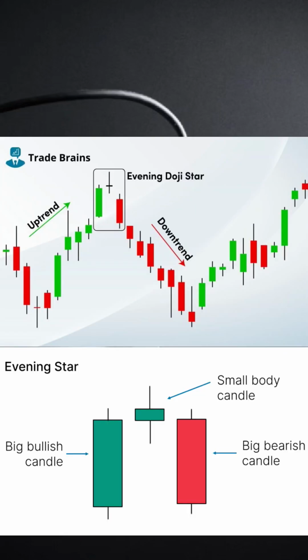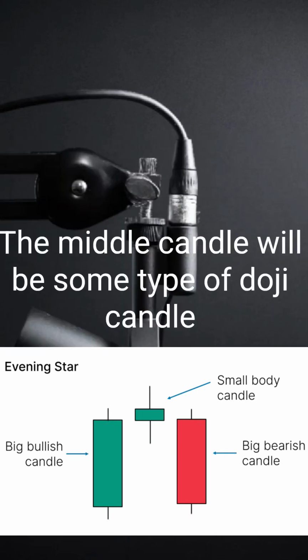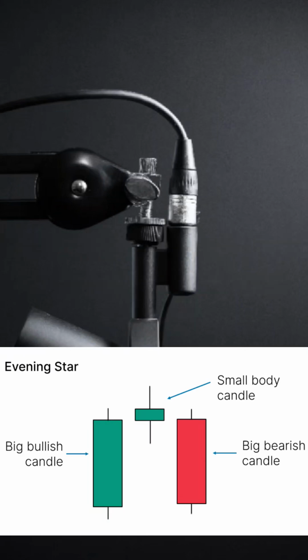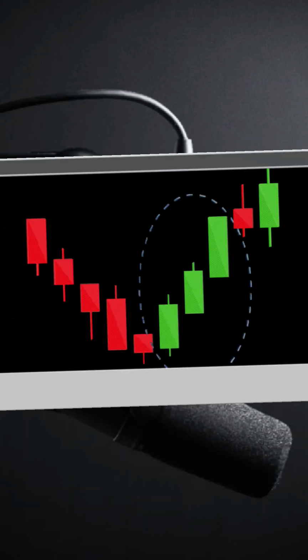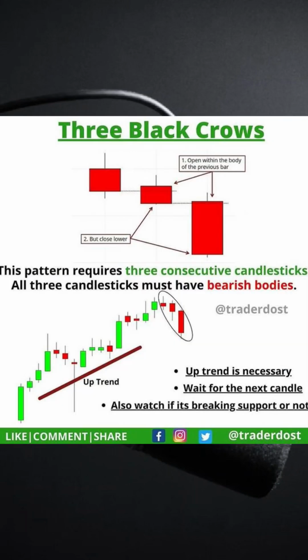The evening star is the opposite. Big green candle, buyers in charge. Tiny indecision candle. Then boom, a big red one. That's your top. Sellers have taken the wheel. 3 white soldiers are 3 strong green candles in a row, each closing higher. That's bullish continuation. Momentum. Power. 3 black crows are 3 red candles dropping step by step. Bears in full control. It's the start or continuation of a downtrend.